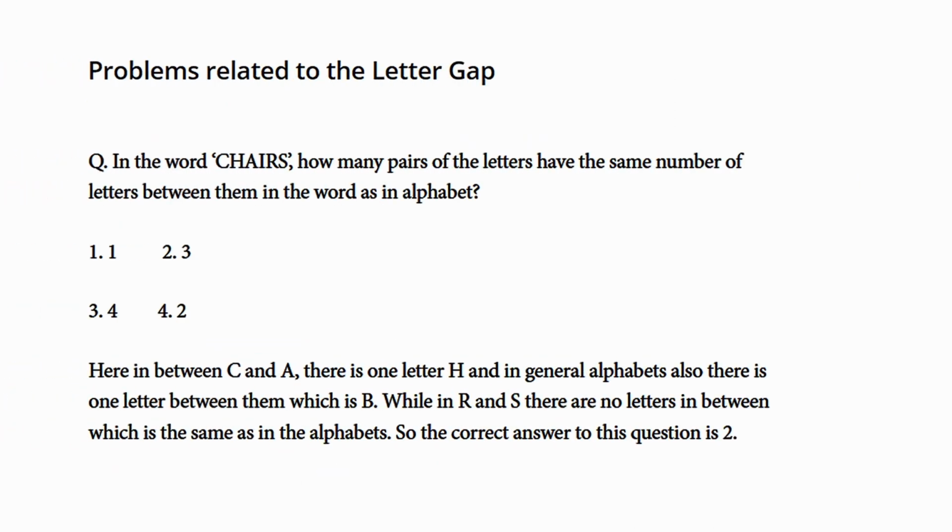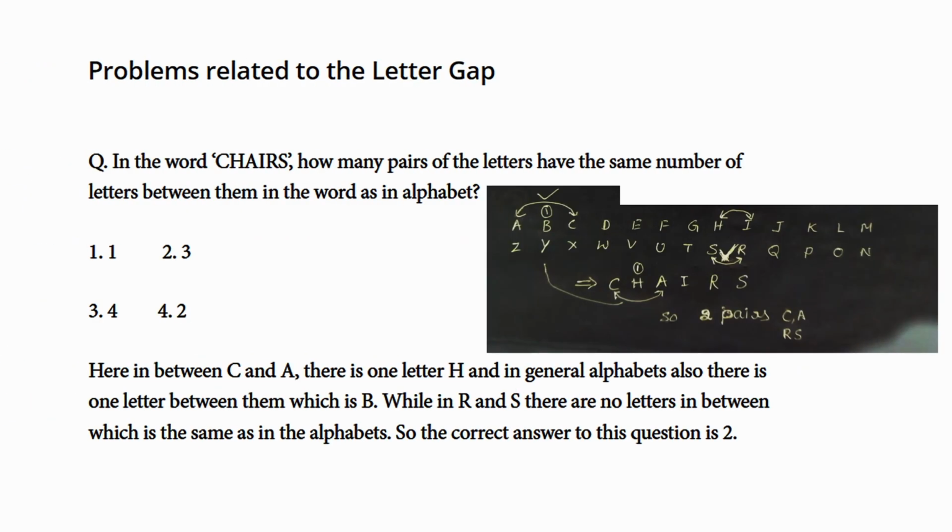This question is purely based on your logic and how quickly you remember the alphabets. See the question. In the word chairs, how many pairs of the letters have the same number of letters between them in the word as in the alphabet? Option 1 is 1, option 2 is 3, option 3 is 4, option 4 is 2.